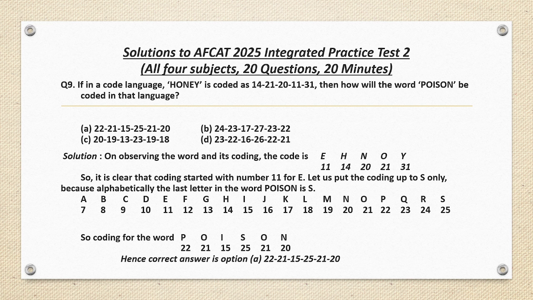And poison, so let us arrange. In this poison, what is the last letter? S. So let us have the digits from A up to S, because after that we don't require them. So coding POISON from the above arranged numbers, we will get 22, 21, 15, 25, 21, 20, which is option A.